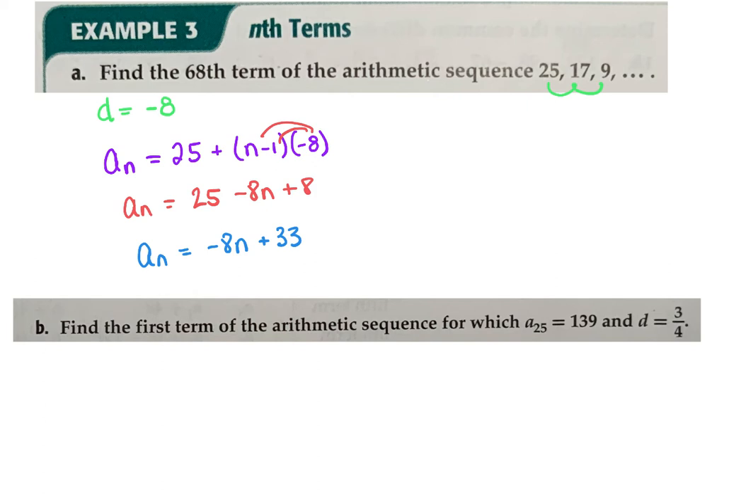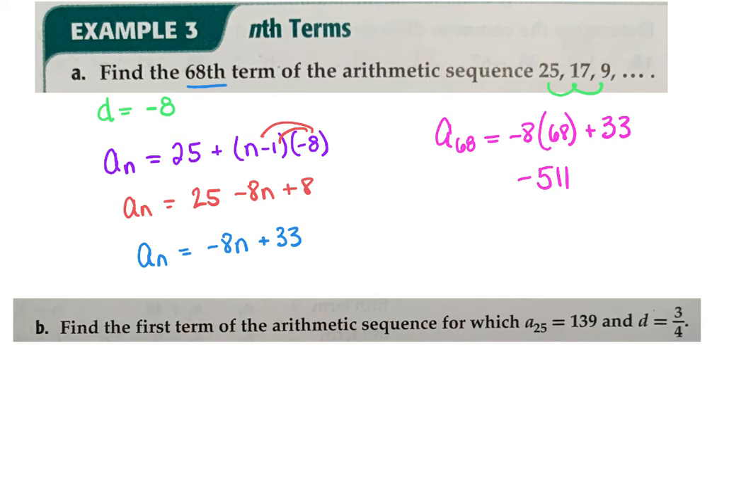All right. And if you don't want to distribute, you don't necessarily have to. You can just plug a 68 in there, but whichever one's fine. All right. And so when I get that, I'm going to plug in for my 68th term, which is what they want. So a of 68 is going to equal negative 8 times 68 plus 33. And when I do that, I get negative 511.